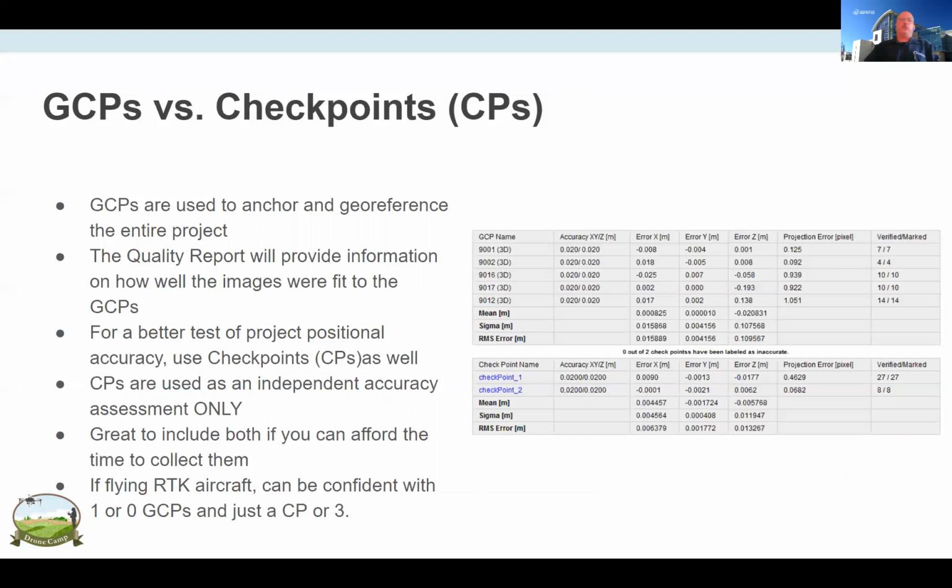It's actually the case that if you're flying an RTK aircraft, you could probably get away with just 1 or 2 GCPs and a couple of checkpoints, and often you just end up using them all as checkpoints. But the idea is that your data are initially precise enough and accurate enough that you don't necessarily need the GCPs to tie it down, and you can use most of the positions that you have as checkpoints to assess your accuracy.